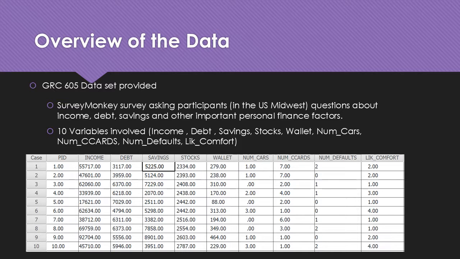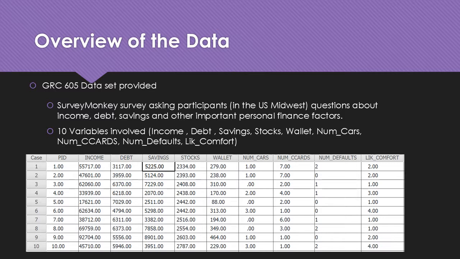Starting with this presentation, we will be looking at the same set of data provided by California Intercontinental University. The GRC 605 dataset is comprised of a distilled version of an actual SurveyMonkey survey delivered to a population located in the United States, Midwest. Their survey is asking questions about their personal finance situation.